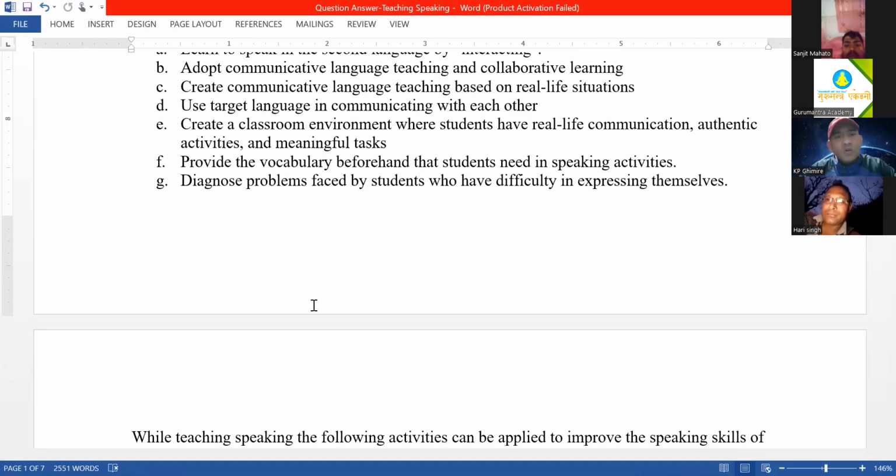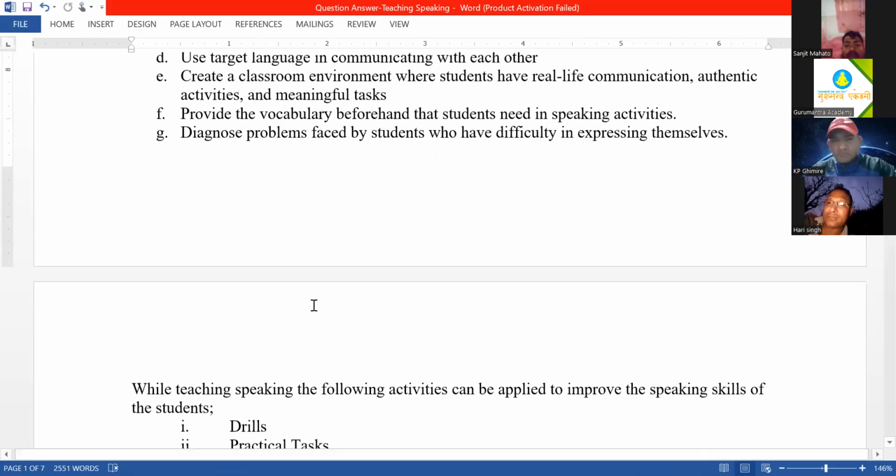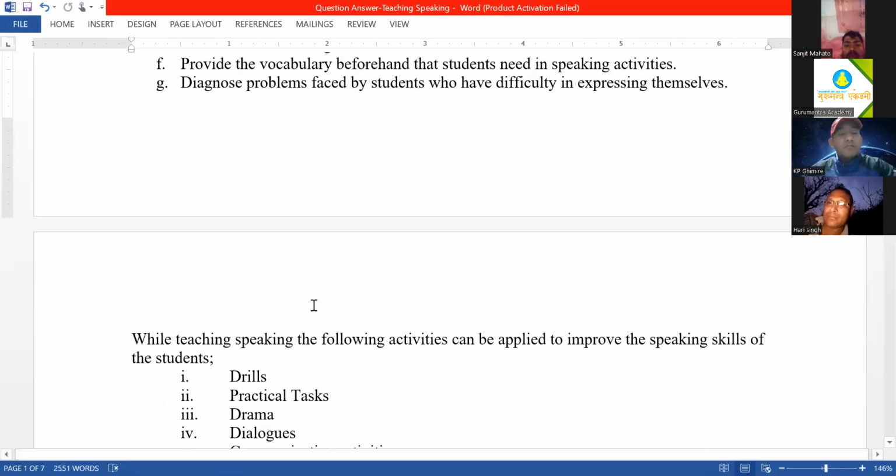The teacher also has to identify the problems. Some of the students are struggling to speak, and the teacher has to identify for what reason they are not able to communicate. Only then can they express their language accurately. These are the roles of the teachers.